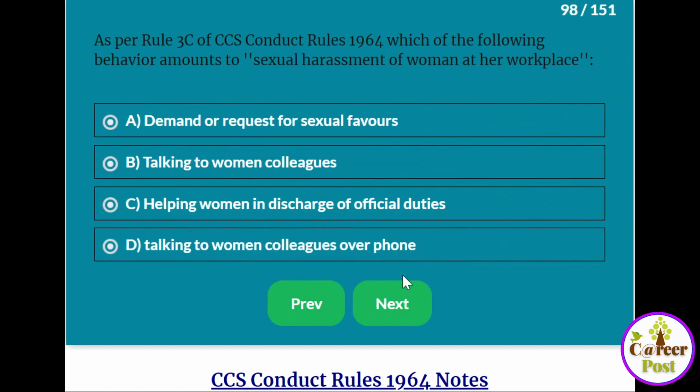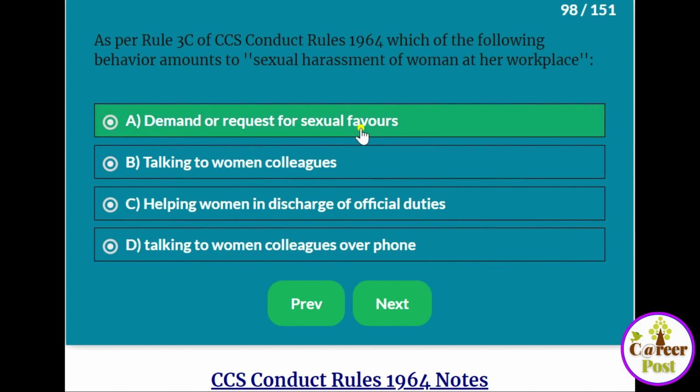As per Rule 3C of Conduct Rules, which of the following behaviors amounts to sexual harassment of women at the workplace? Demand or request for sexual favors, talking to women colleagues, helping women in discharge of official duties, talking to women colleagues over phone.